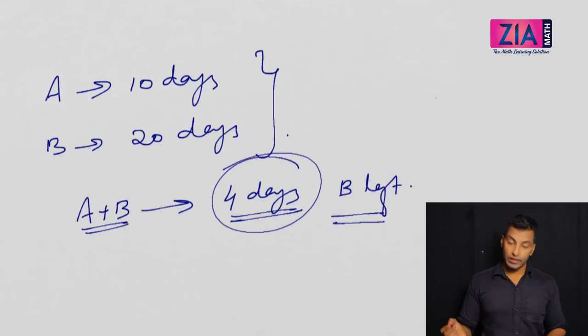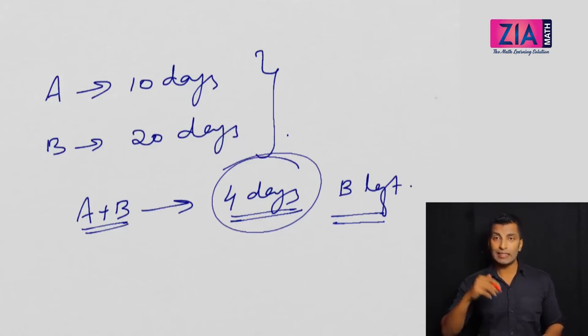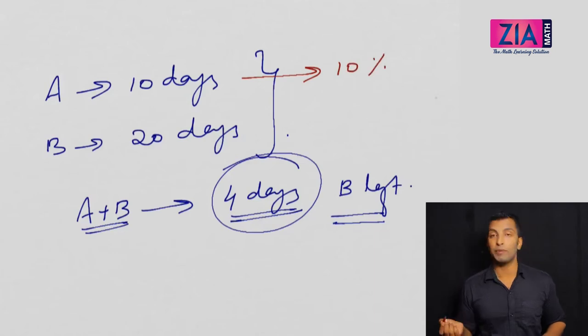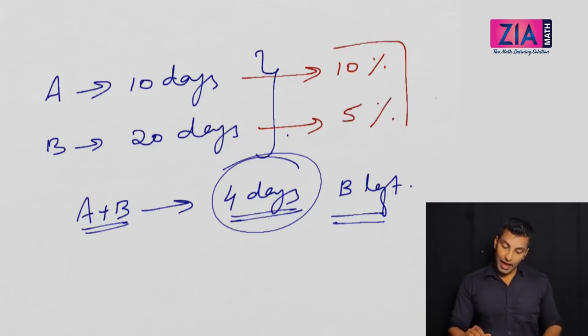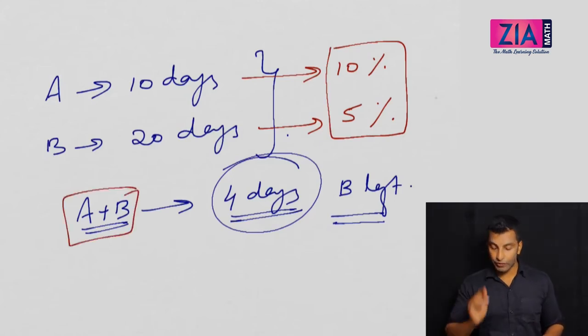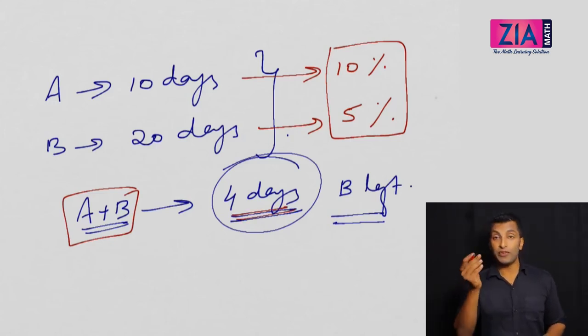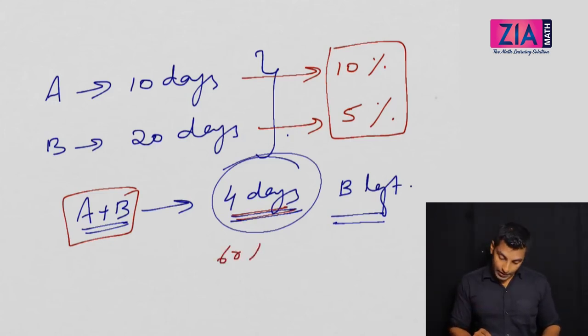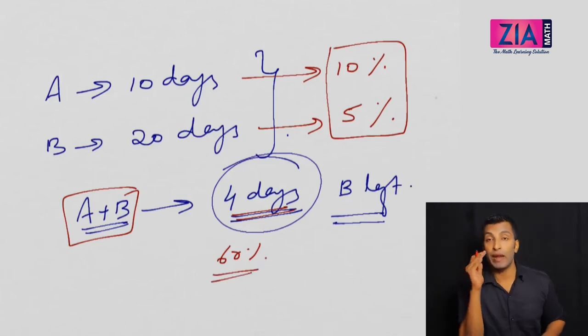Whatever the question, let's discuss a method. A takes 10 days, which means in one day A completes 10%. B takes 20 days, which means in one day B completes 5%. So together, A and B working together complete 10 plus 5, 15% in one day, and they work for 4 days. So 15 into 4, 60% of the work is completed when B left.